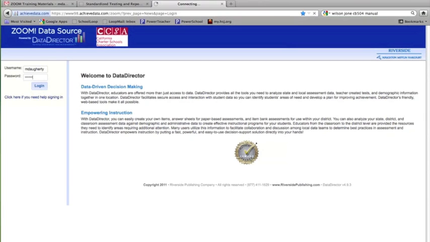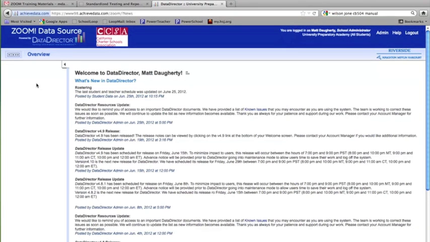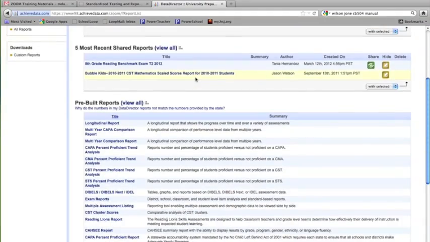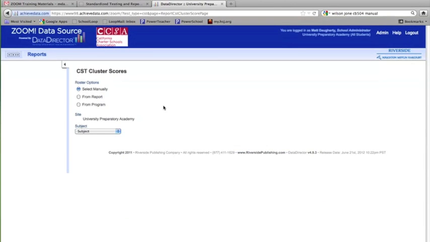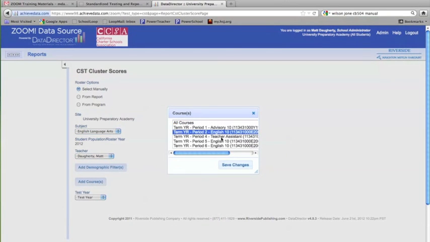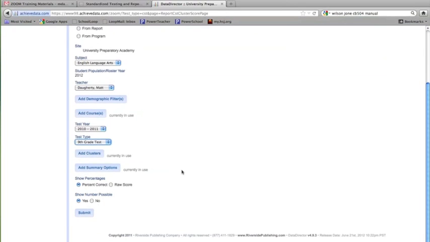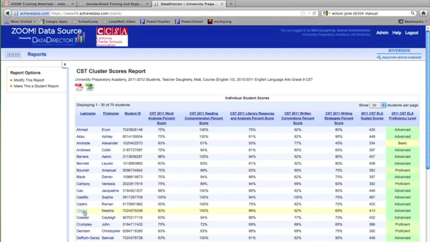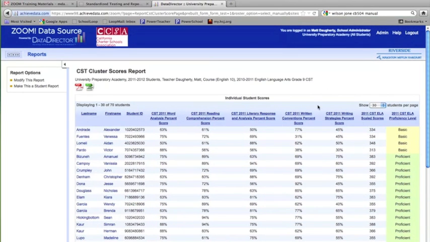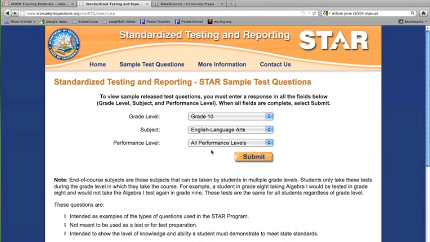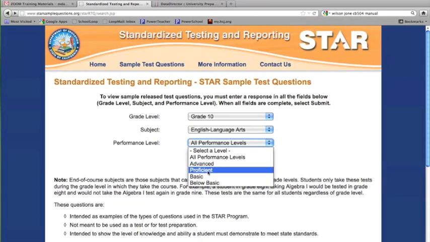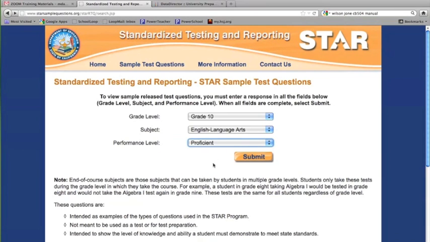The researcher then trained the staff in the Data Director interface. The first report the teachers learned how to run was a cluster scores report. This information was then used in conjunction with the STAR website to find questions that teachers could use to prepare their students for the CST exams, matching student weaknesses found on Data Director to the clusters listed in the STAR website.